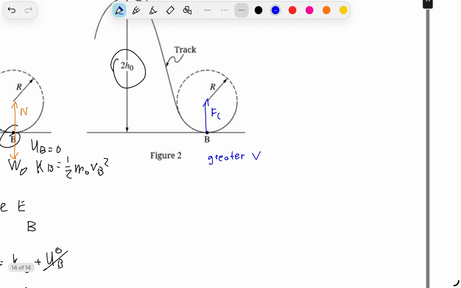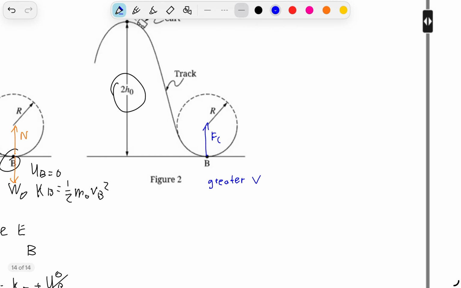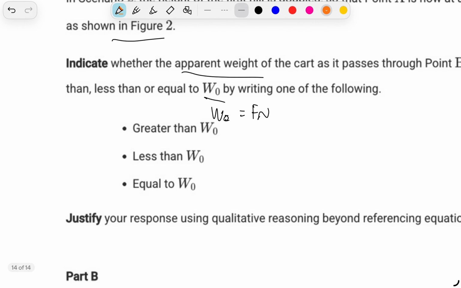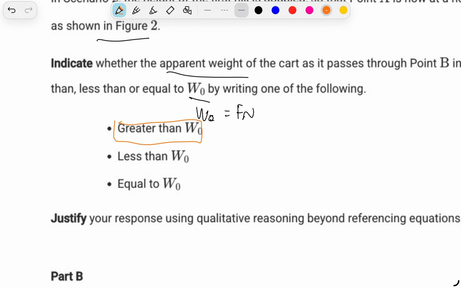So a greater speed means that the object is going to need a larger inward centripetal force because of that larger V. So since FG is still going to be the same and is still going to be down, we still have FG acting down. Our track has to push up with a larger normal force in order to support. So that is why we are going to need a greater weight.